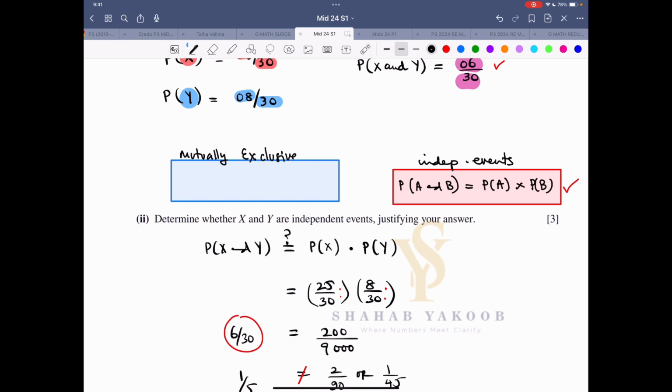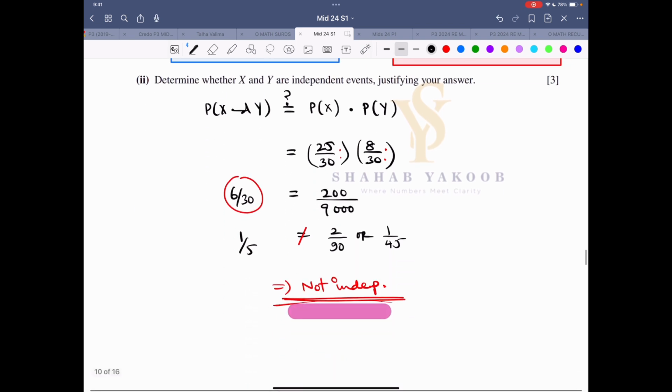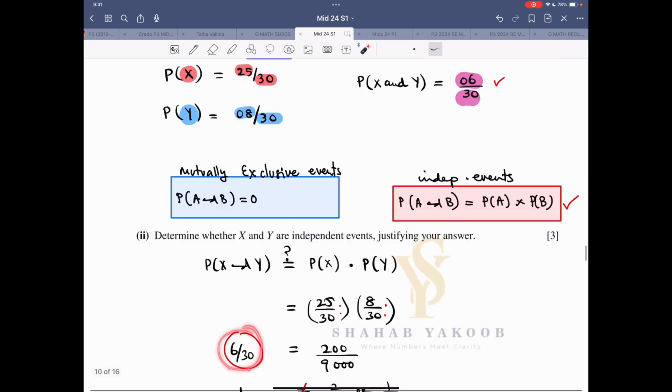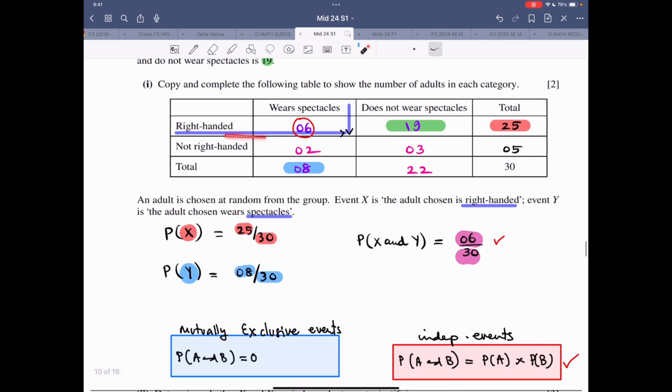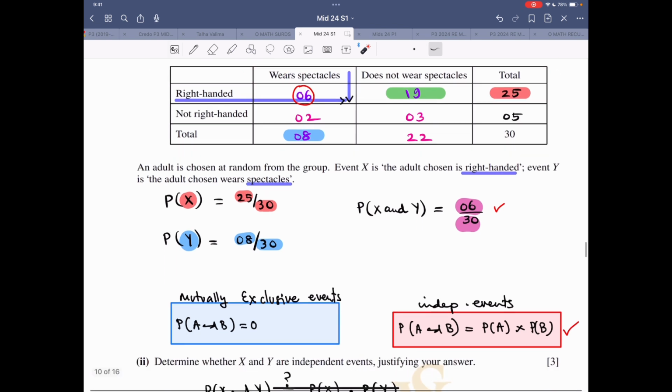For mutually exclusive events, the probability that both A and B occur should be 0. So if I ask whether it's mutually exclusive, the answer is no, because there are some people who are right-handed as well as wear spectacles. Only if this were 0 would I say it is mutually exclusive. Since there is something in common, it's not mutually exclusive.